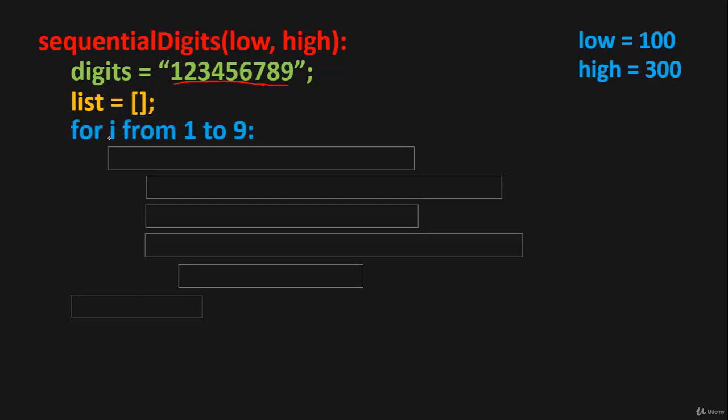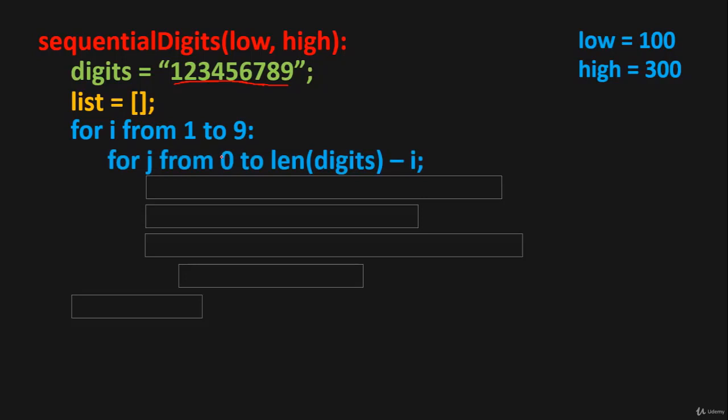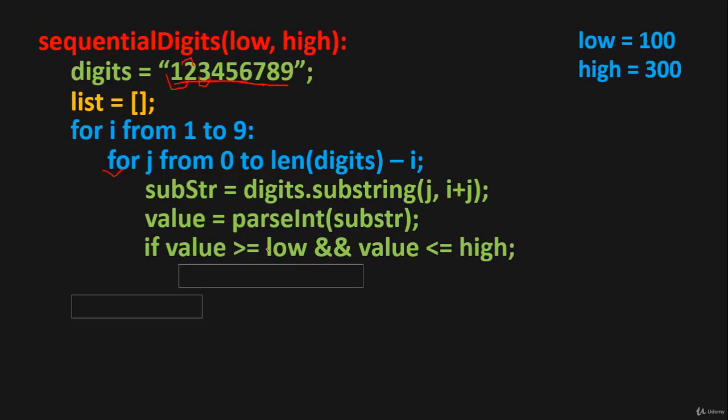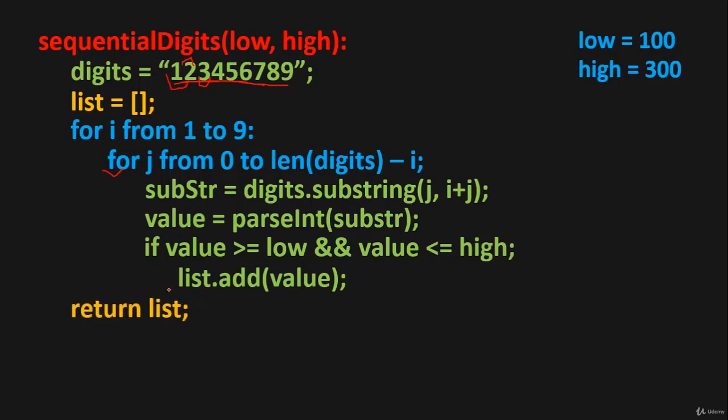Then we're going to run a loop for i from 1 to 9. Then we're going to run another loop for j from 0 to the length of the digits minus i. Here we have the digit substring from 0 to 1. For the next iteration, we'll generate the next substring. Then we're going to parse the integer from this string. Then we're going to check if that integer is in the range of low and high, and only then we'll add it to our answer list. At the end we'll return our list.